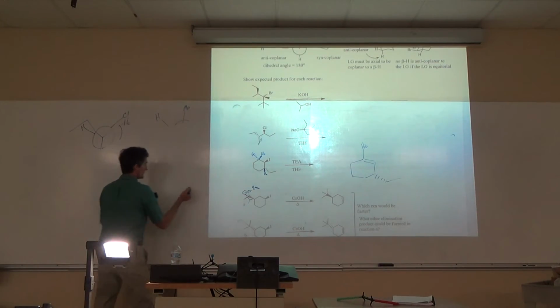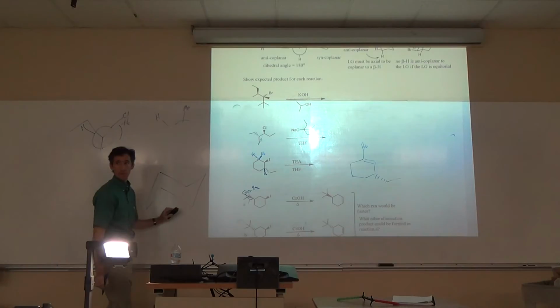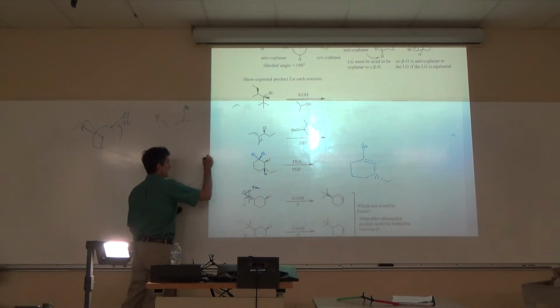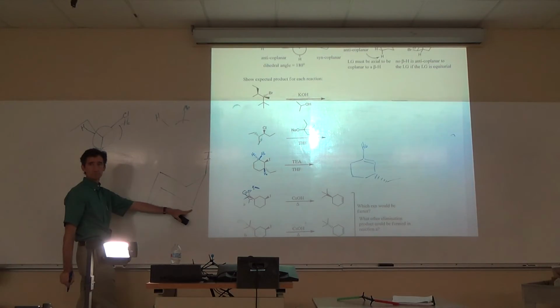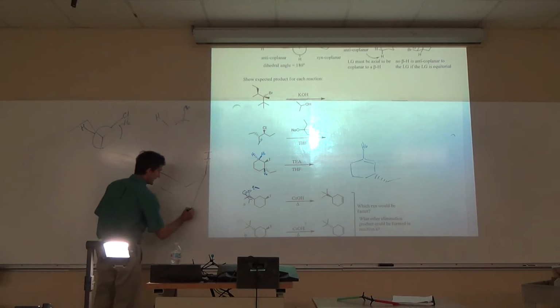Let's take time to draw this real quick. Chair conformation. Iodine must be in what? Axial or equatorial? Must be axial. Here's the iodine. Next carbon, let's put the ethyl. Is the ethyl axial or equatorial? It's axial.